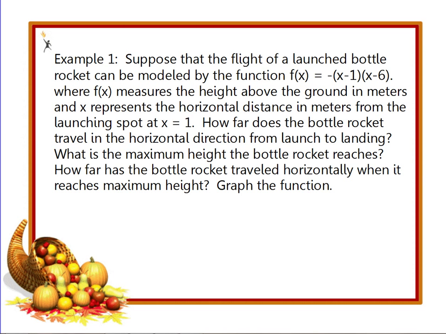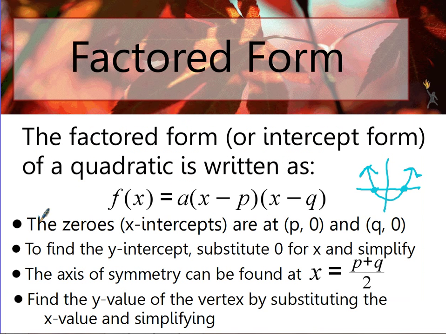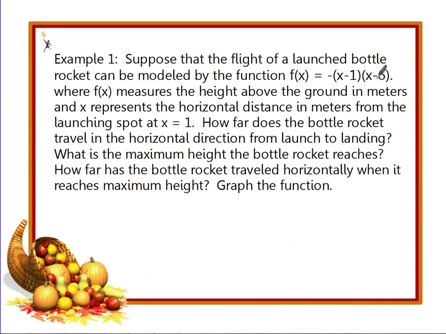First of all, think about what form this equation is in. Is it in standard form, vertex form, or factored form? Well, this one happens to be in factored form. So when I go back and look at what factored form can offer me, first of all, the zeros or x-intercepts will be at p, 0 and q, 0. When I look back at my equation, p will be 1, q will be 6.